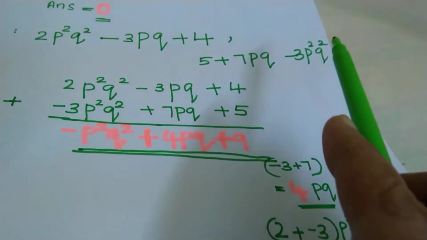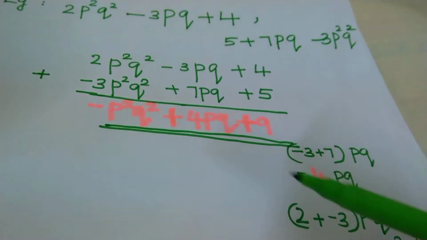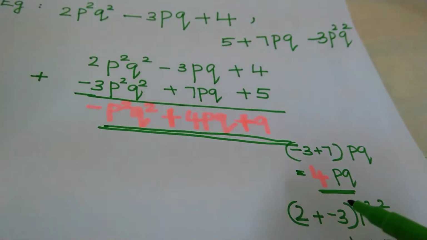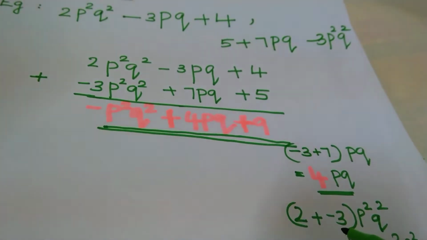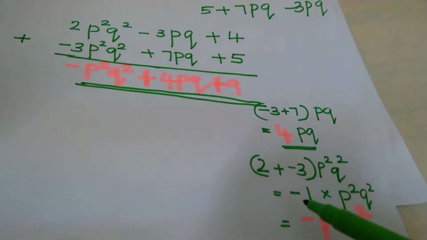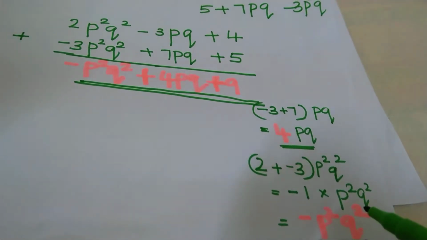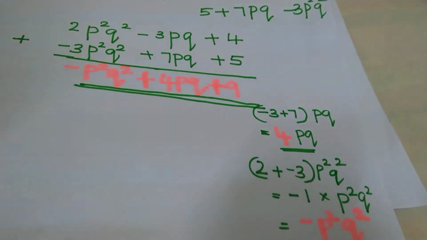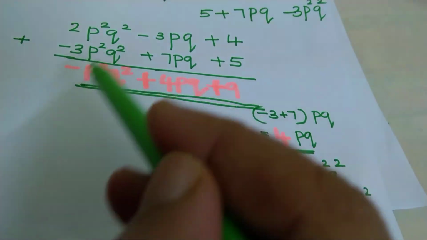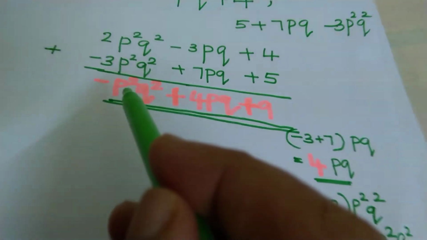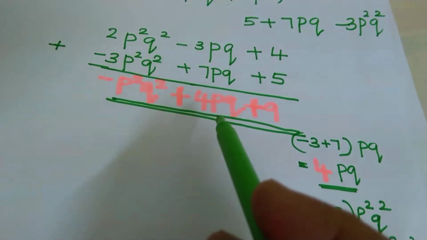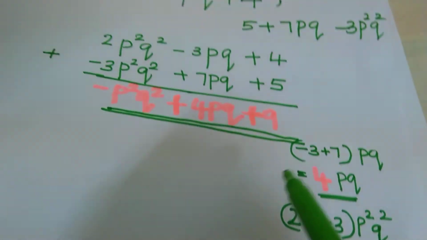Now we are going to add these two terms. For them there is p square q square in common. What is not common we will keep in the bracket. That is 2 plus minus 3, which is equal to minus 1, into p square q square will come. That means minus p square q square. So here the sum of these two terms is minus p square q square. So our answer is minus p square q square plus 4pq plus 9.